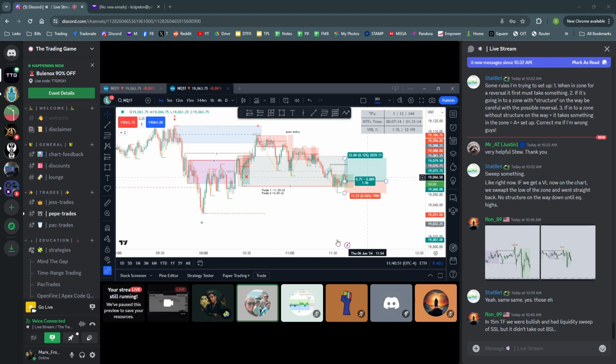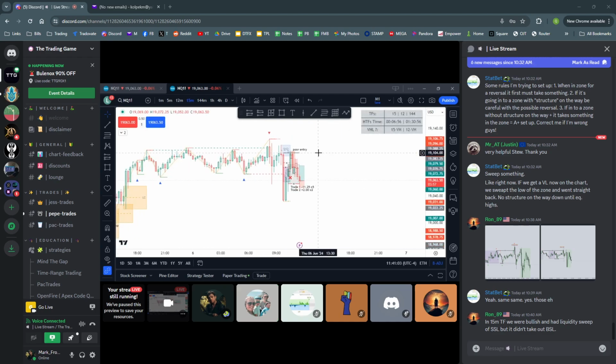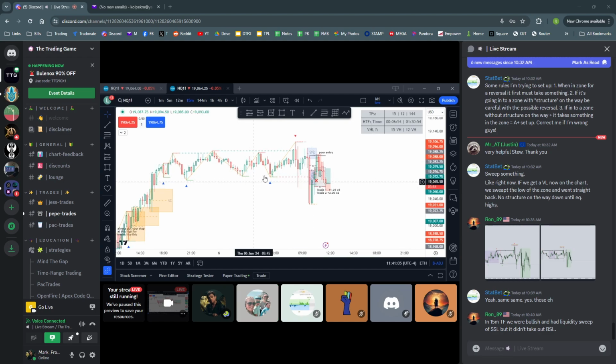On the 15-minute time frame, we were bullish and had a liquidity sweep of sell side liquidity, but it didn't take out buy side liquidity. Let's take a look, Ron. All right, so this low's job was to make a new high, which it did. Came down, took the low but didn't close, so this is a weak high now. Come up. So this low's job was to make a new high. It didn't. We ran the low, breaking structure.